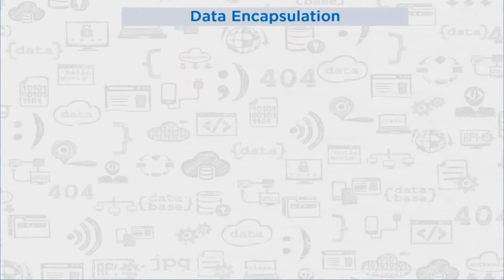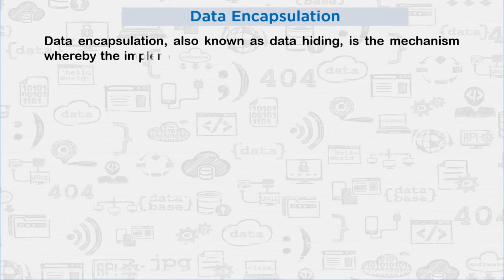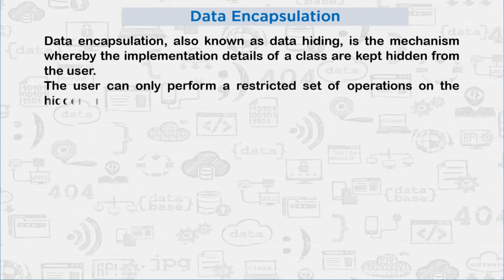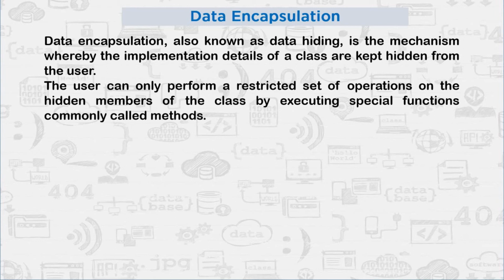Similarly, our next pillar is data encapsulation. Data encapsulation, also known as data hiding, is the mechanism whereby the implementation details of a class are kept hidden from the user. The user can only perform a restricted set of operations on the hidden members of the class by executing special functions called methods.